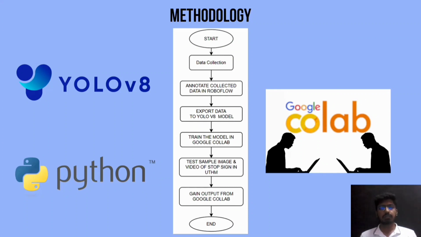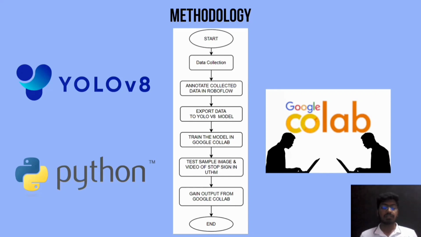My name is Danish Sadasivam, matrix number DE200010. So I will be presenting the methodology for our task 2. In task 2, we will be using YOLO V8 model for object detection task. The object we are going to detect is stop sign in UTHM. So first step will be data collection.